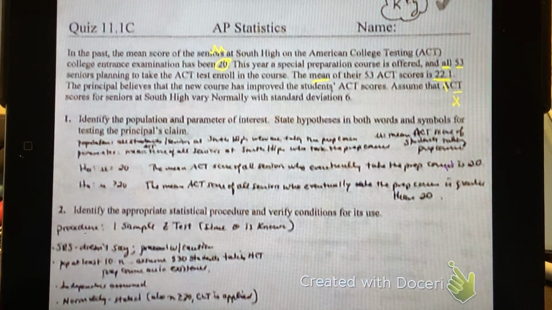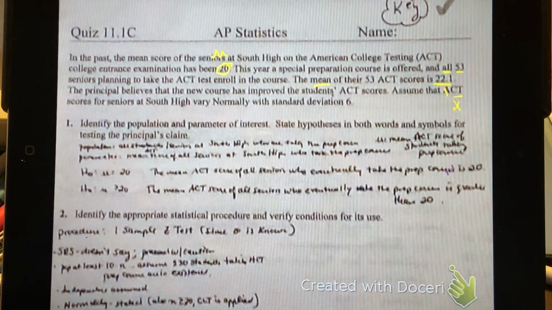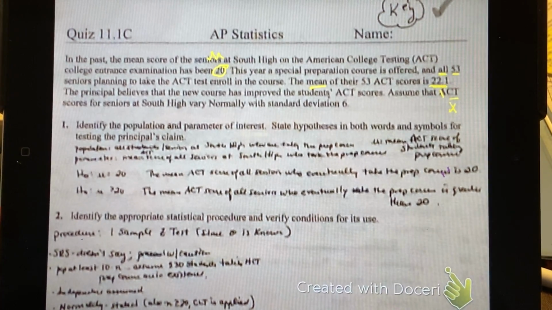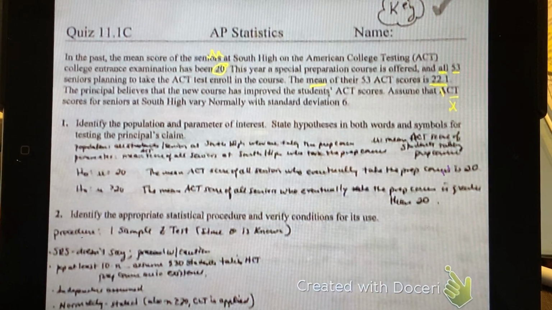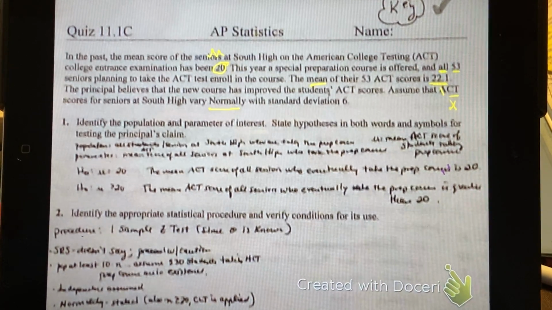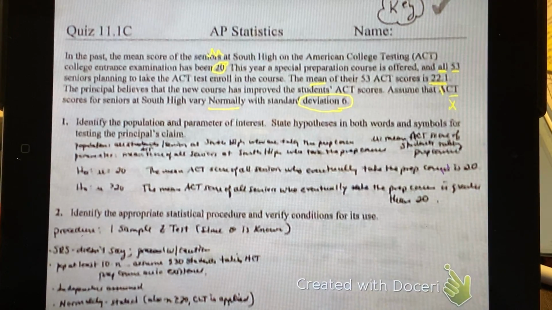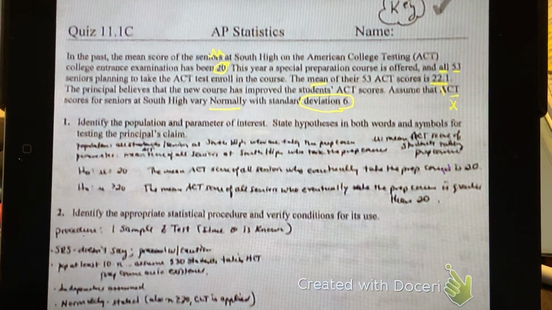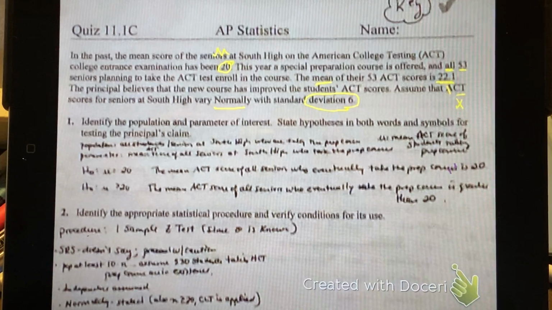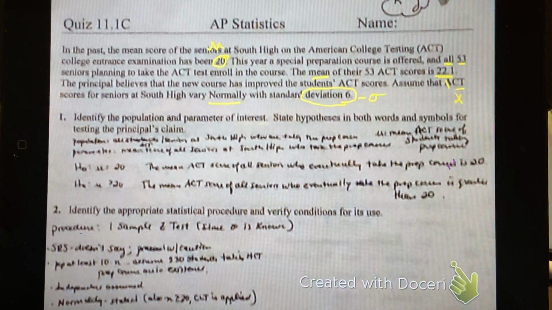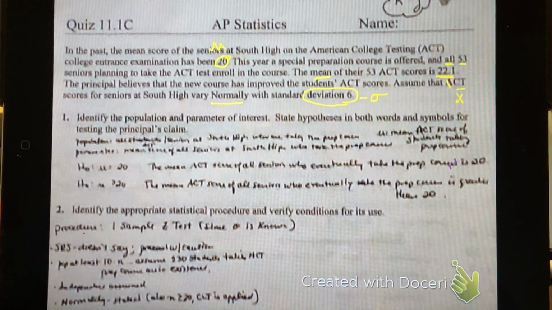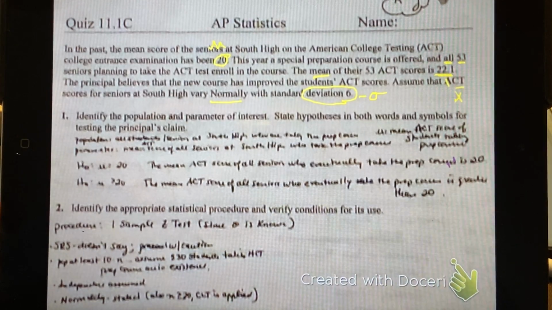Okay. And so here, looking at this last sentence, assume the ACT scores for seniors at South High vary normally. That'll come into play a little later, with a standard deviation of 6. Okay, and so here, they are implying that 6 is our sigma. Okay, so just kind of helping you out a little bit.